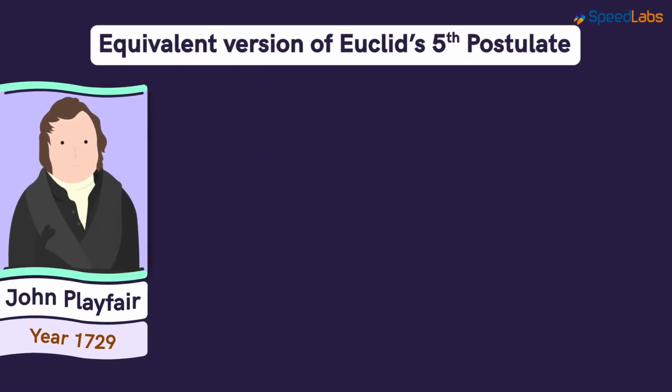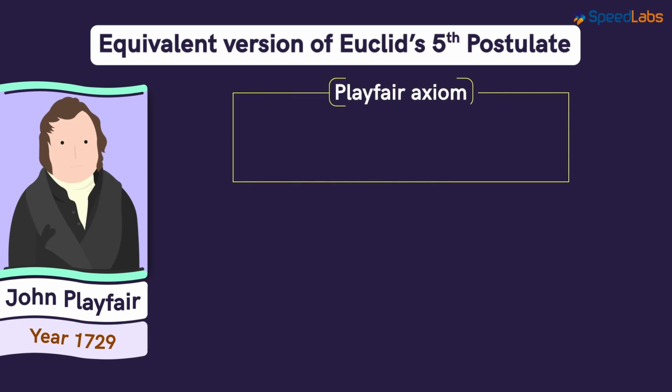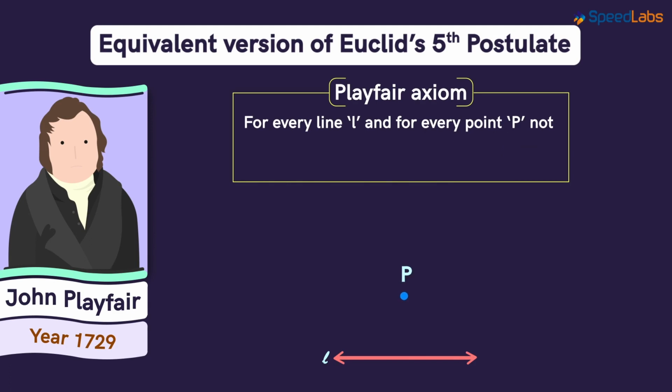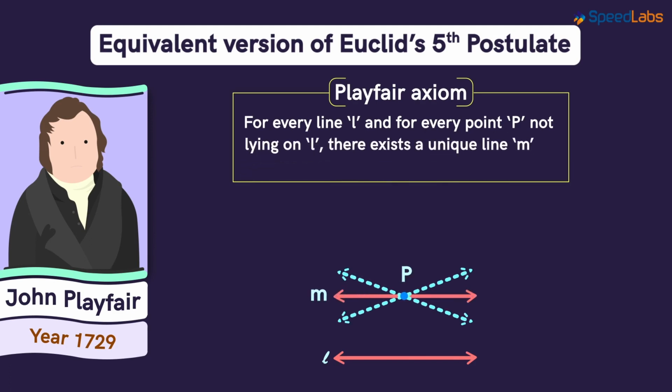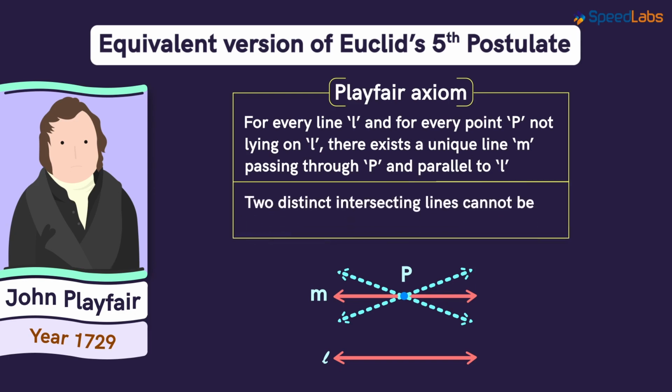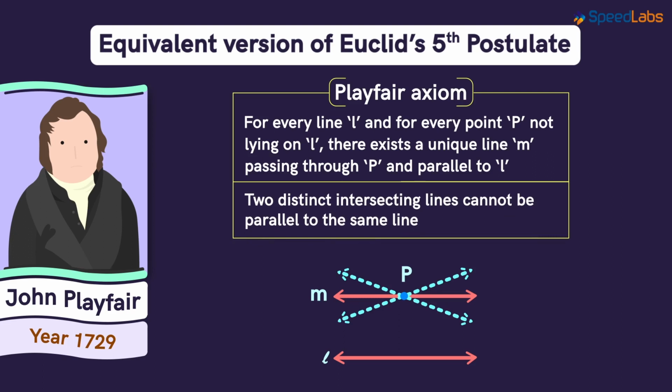His version, known as the Playfair axiom, states that for every line L and for every point P not lying on L, there exists a unique line M passing through P and parallel to L. Another way of stating this postulate is 2 distinct intersecting lines cannot be parallel to the same line. To understand this axiom, we can take help of an example.